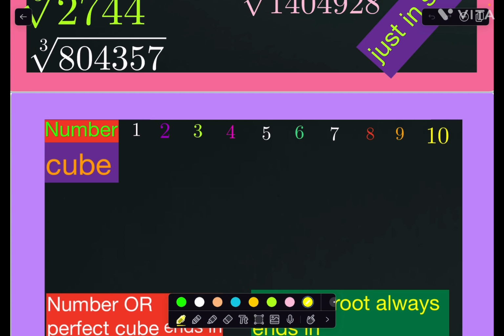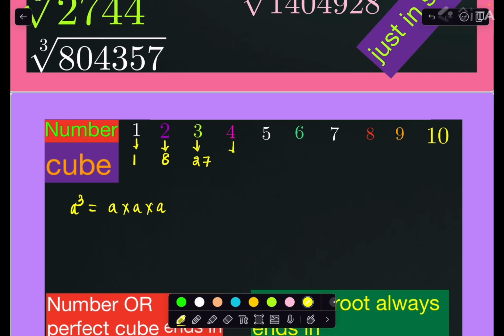We know that the cube of a number is nothing but the number multiplied by itself three times. So a cube means a into a into a. Suppose I'm taking 1 cube, 1 into 1 into 1 will get 1. 2 cube, 2 into 2 into 2 will get 8. 3 cube, 3 into 3 into 3 will get 27.